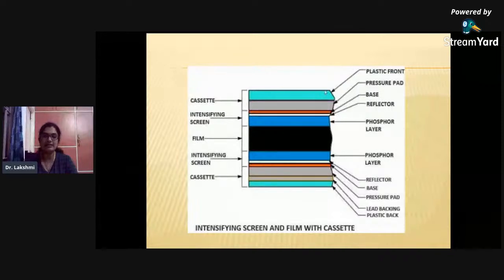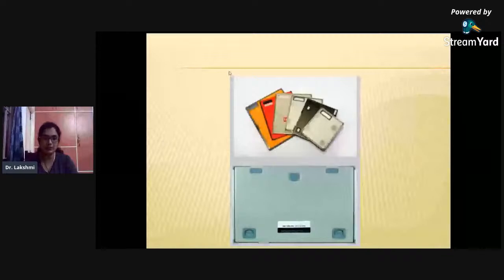So what exactly are these color-coded layers? Plastic front, pressure pad, base, reflector, phosphor layer, and reflector, base, pressure pad, and lead backing plastic pack. We shall see what each of the functions are. This is how it looks. This is the cassette, right? So inside this, the intensifying screens are there. So what is the function?